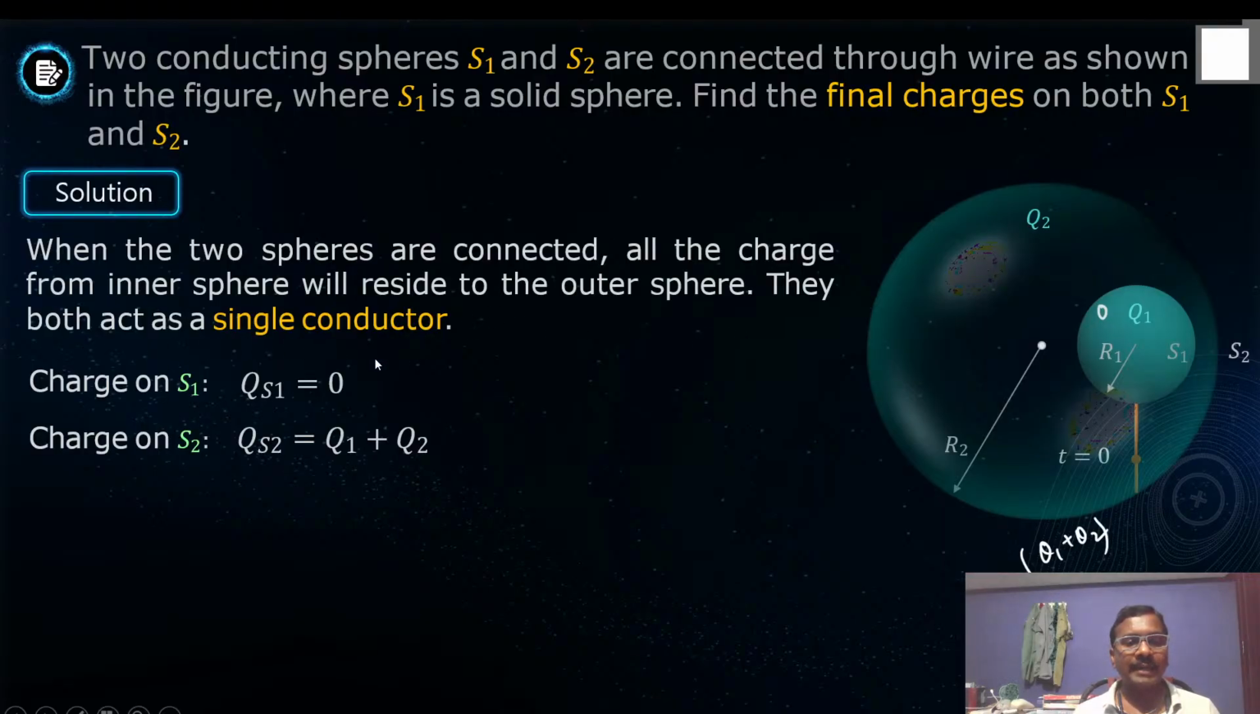They both act as a single conductor. Then what about the inner sphere? The charge of the inner sphere is zero because it is a conductor. The charge passes from the inner to the outer, and it will stay on the outer surface. Okay?